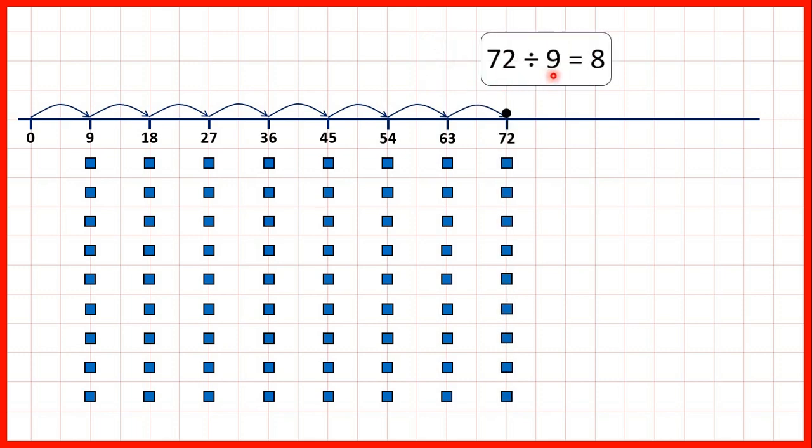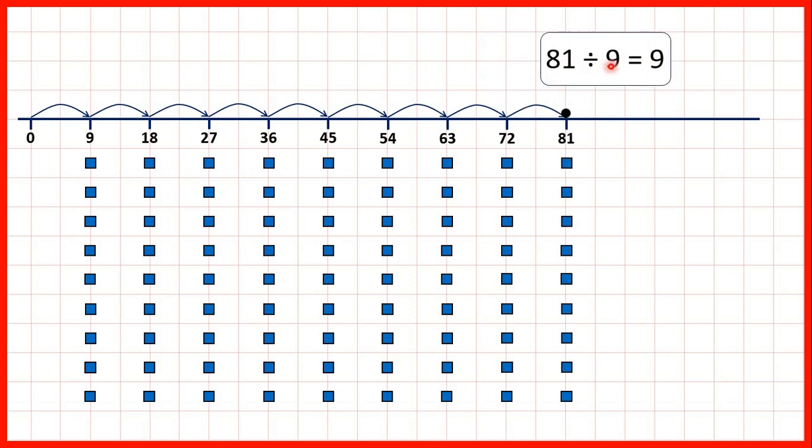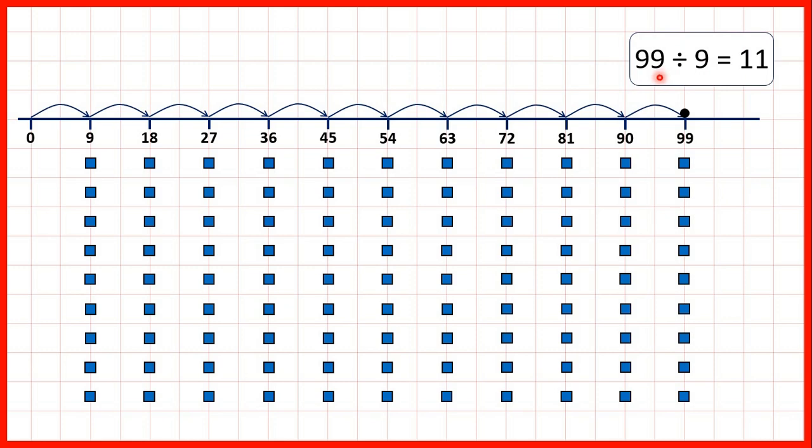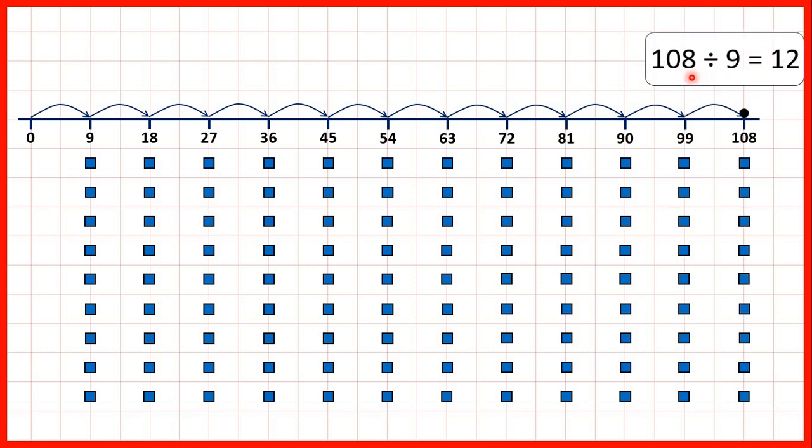72 divided by 9 is 8. 81 divided by 9 is 9. 90 divided by 9 is 10. 99 divided by 9 is 11. And 108 divided by 9 is 12.